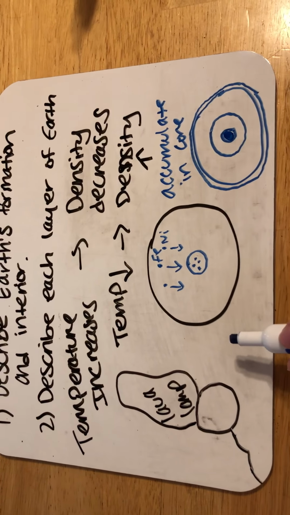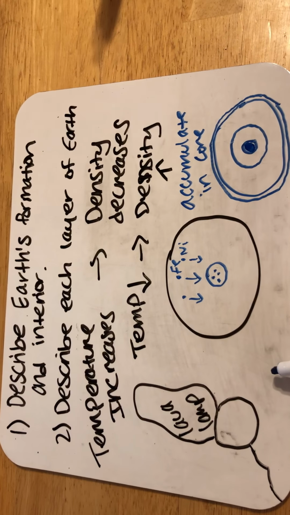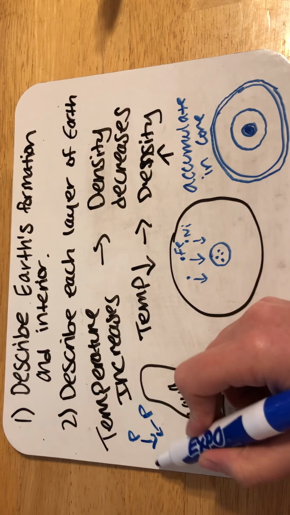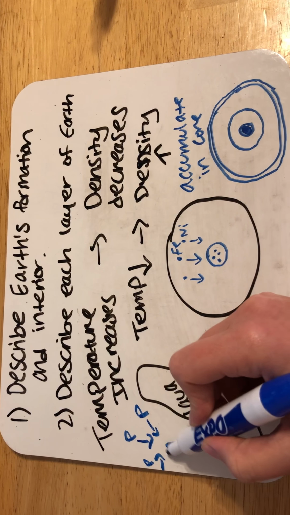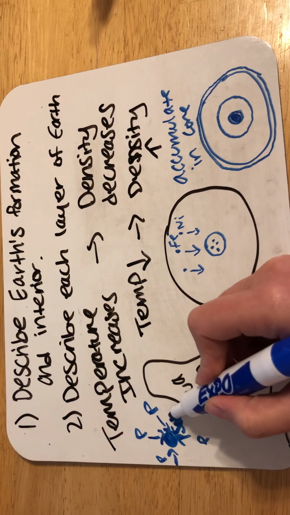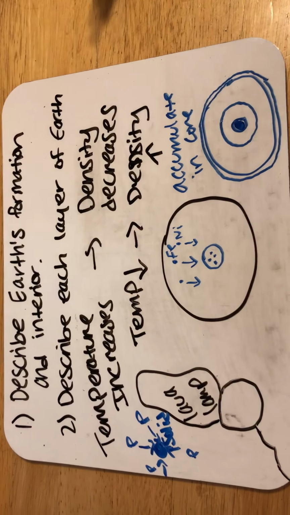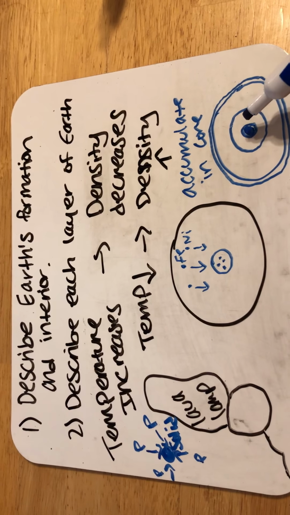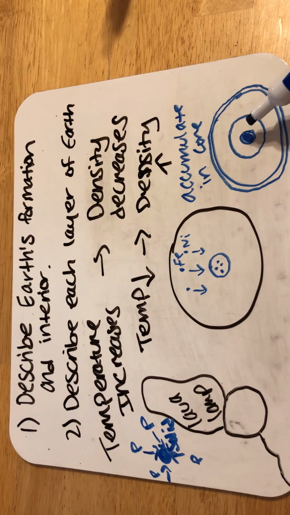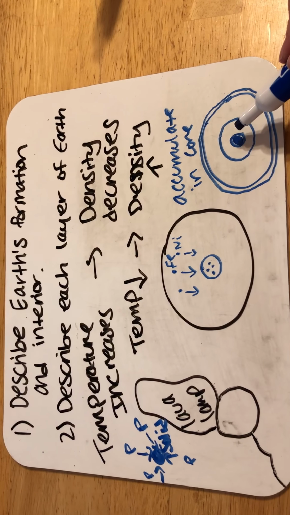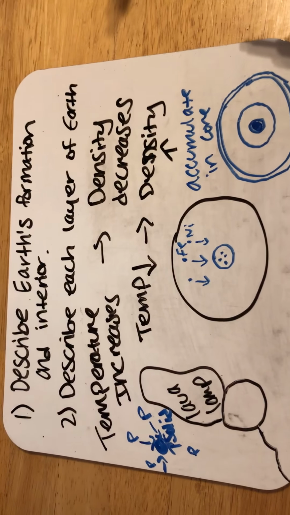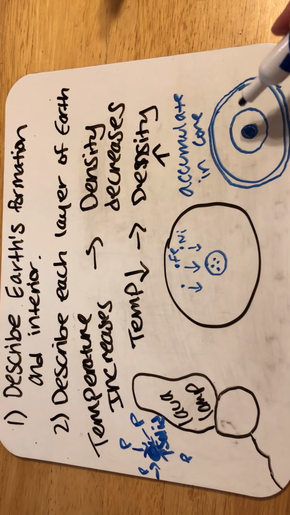And when material is under so much pressure from all sides, even if it's very hot, it forms a solid rather than being a liquid. So that's why we have a solid inner core, and our inner core is composed primarily of iron. It's an iron nickel alloy, so a combination of iron and nickel, mostly iron.